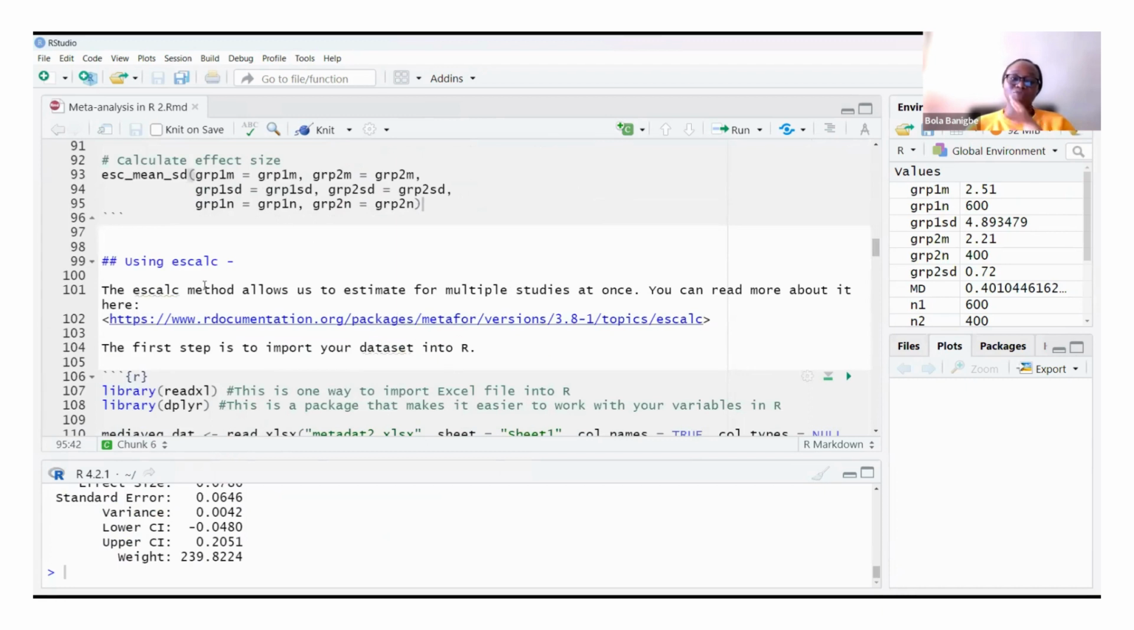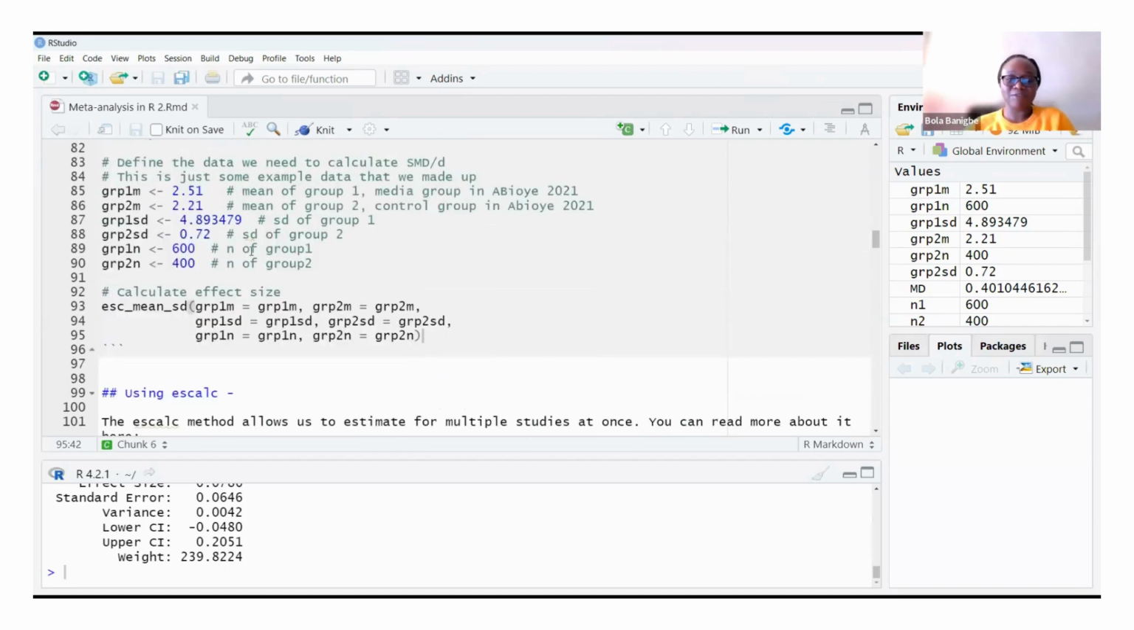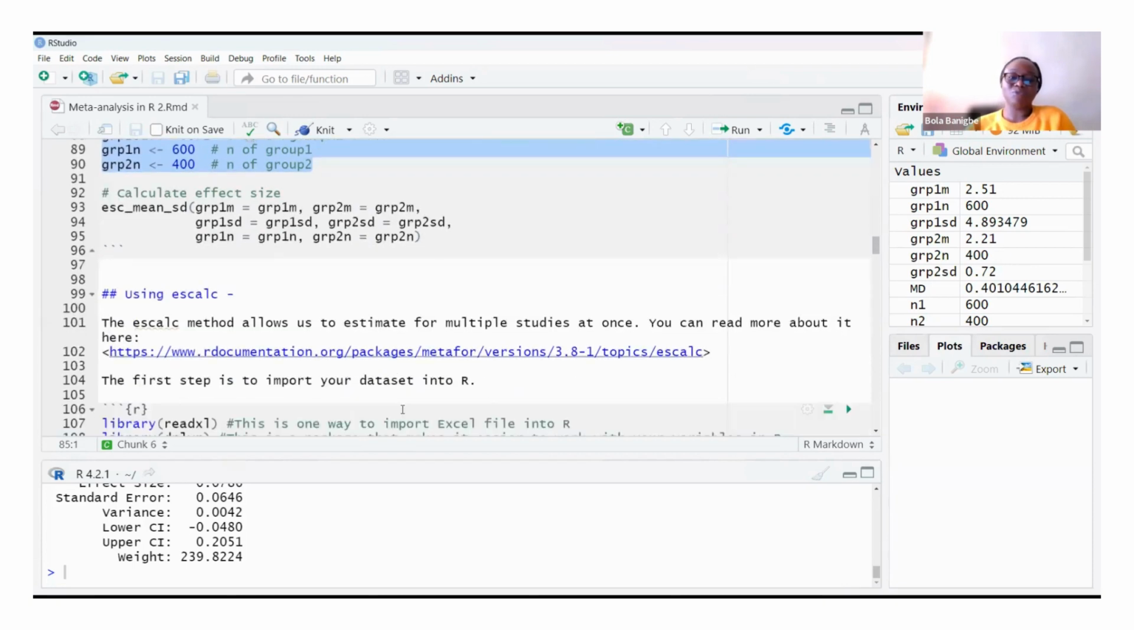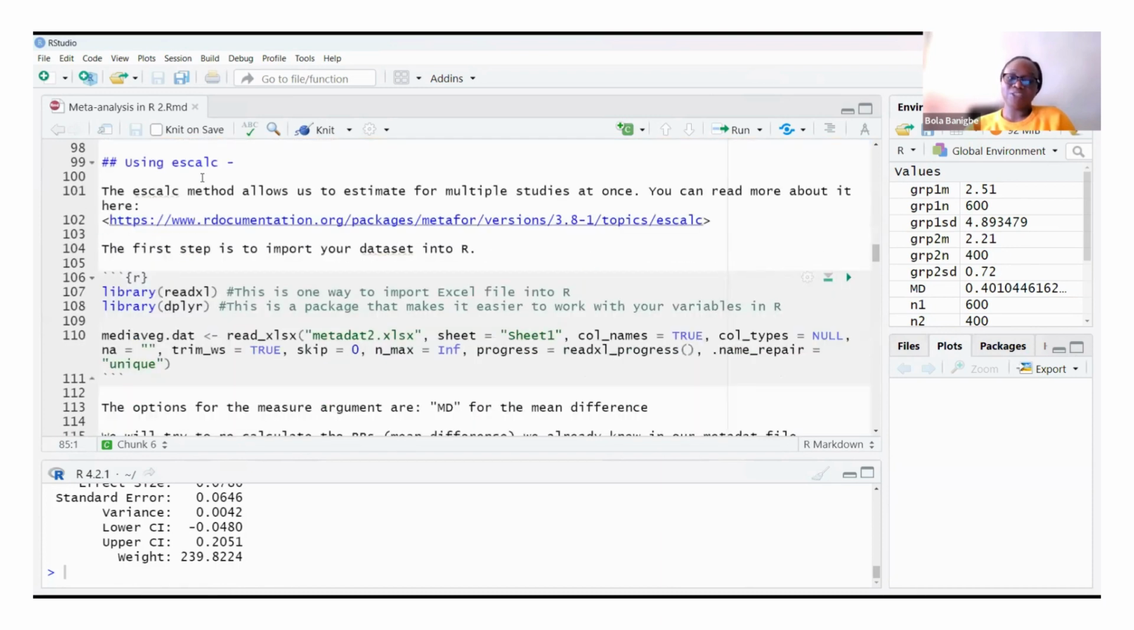You can also use the escalc function. The escalc has the advantage that we can do multiple studies at once instead of defining this object each time. Imagine if you had 25 or 50 primary studies. You don't want to repeat this 50 times. You just want to be able to put all those things in at first, in one go. So you can use escalc for that. And we're going to be doing basically the same thing.